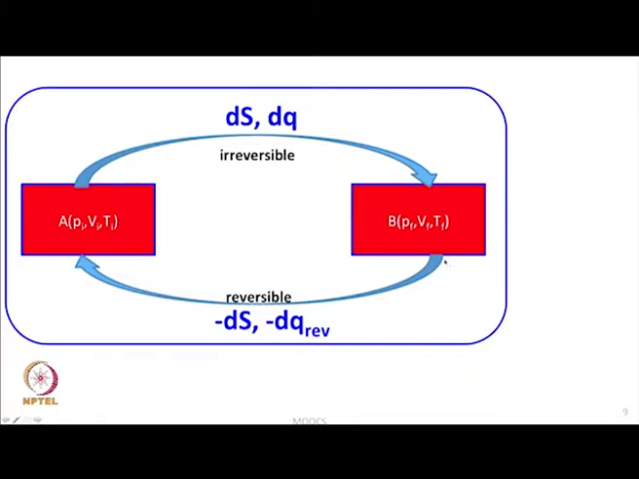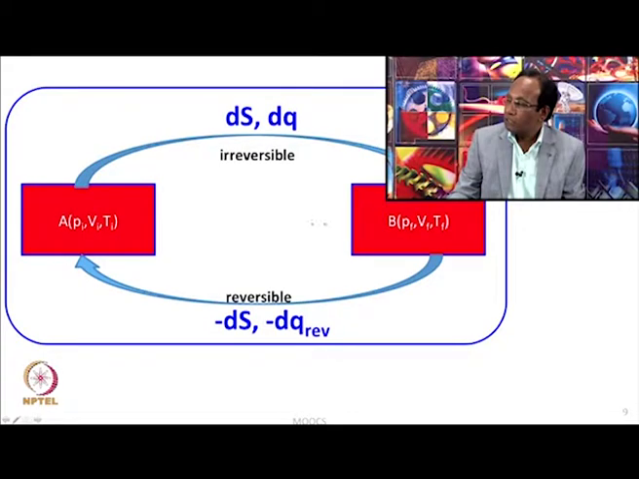Now, when I go back from B to A, remember that I am saying Ti is equal to Tf, that is isothermal condition. When I go from B to A, let me ensure that the path is reversible.